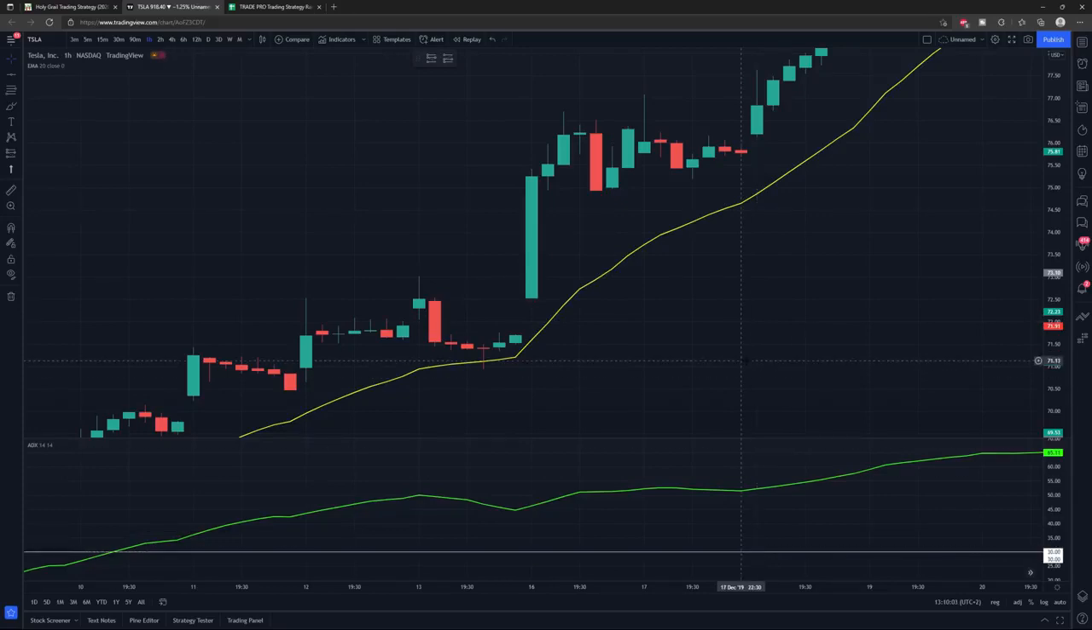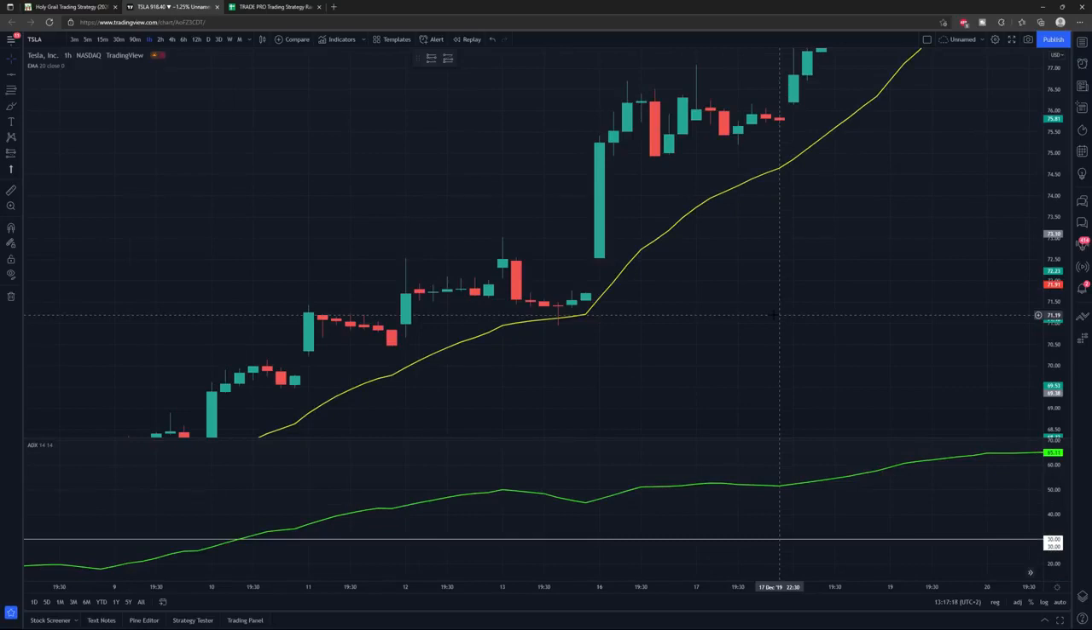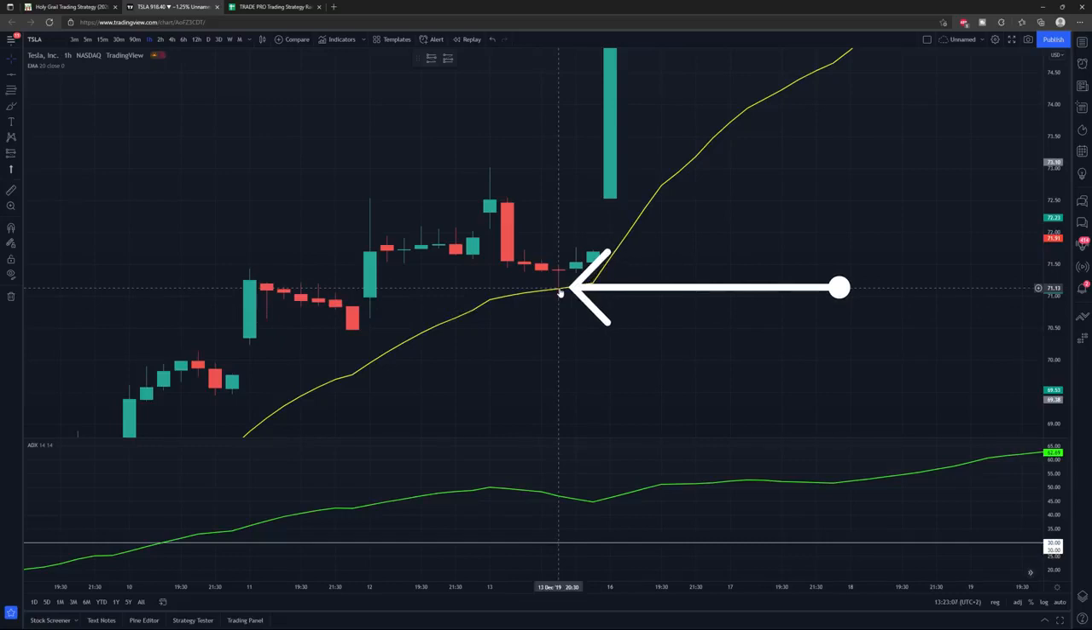Now let's get into the actual rules of the strategy, from entry to stop loss placement and take profit. The first step for trading this strategy is waiting until the ADX goes above the 30 line, like we see happening down here. The next step is waiting for the first pullback into the 20-period exponential moving average, like we see right here.